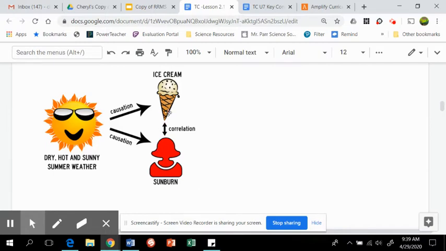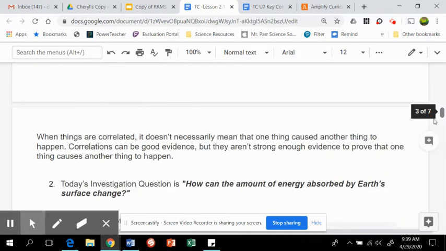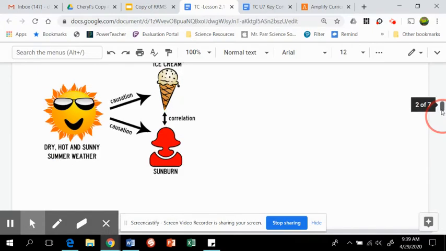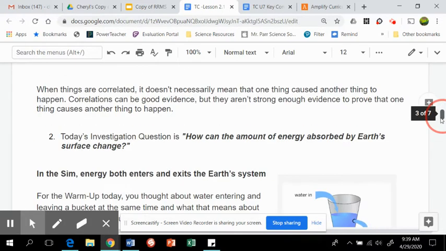So you could think of a correlation between melting ice cream and sunburn. Somehow something is related in that process. When things are correlated, it doesn't necessarily mean that one thing caused another thing to happen. Correlations can be good evidence, but they aren't strong enough evidence to prove that one thing causes another thing to happen. Melting ice cream does not cause sunburn. Sunburn does not cause melting ice cream. But something there is related to cause the ice cream to melt and to cause sunburn.